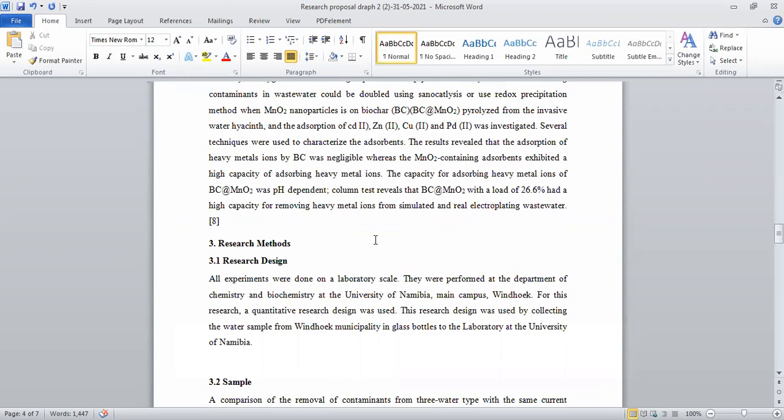Suppose this is the water project, so the water sample, we will say, will be collected from the Windhoek municipality, in which bottles, in the lab at the university. Suppose you are collecting plant material. So plant material from where you are collecting, I am from the UNAM campus or from any locality in Windhoek, that you can say. Mostly people will try to collect the sample from UNAM only. You can say then UNAM collected these plant samples.